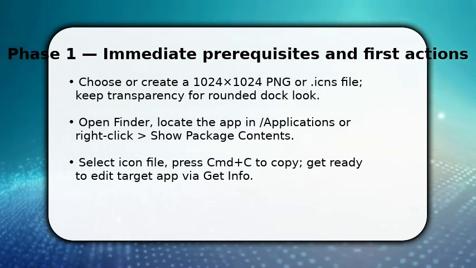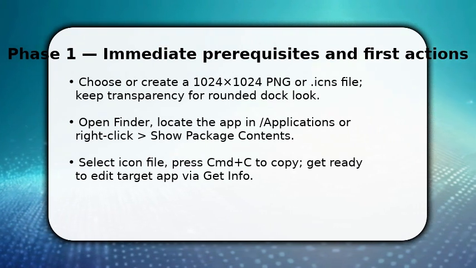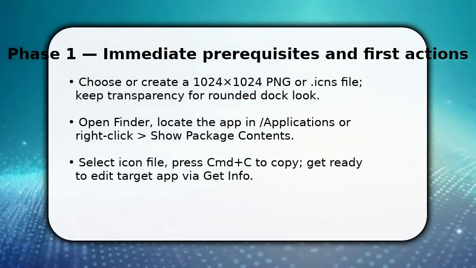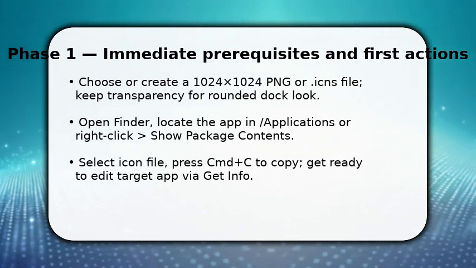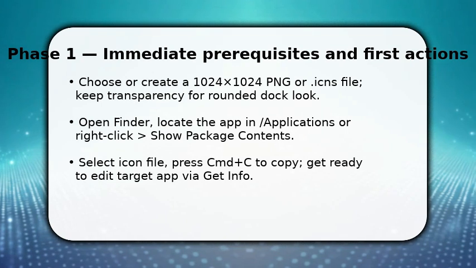Make sure the app is not running. Quit it if necessary. Then select your new icon file and press CMD+C to copy it. This step copies pixel data into the clipboard, so you can paste it into the app's Get Info panel.